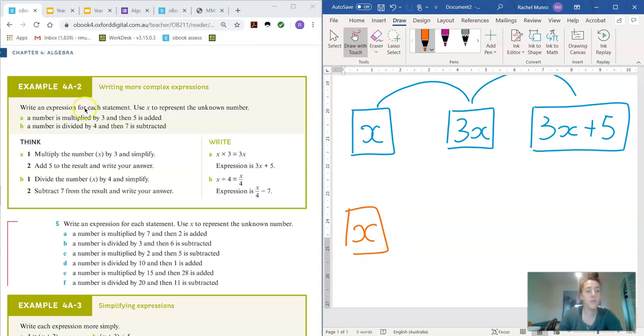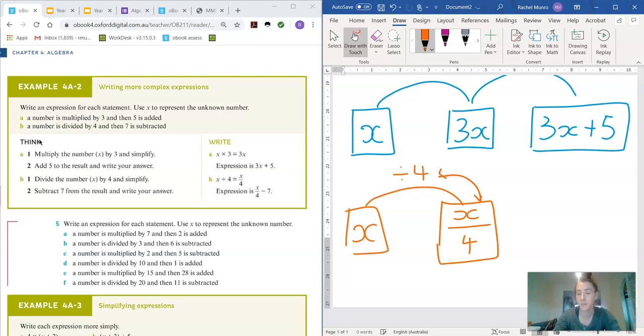Firstly, though, it's divided by 4. So little rainbow, it's divided by 4. Now remember, this one we can write, we put our vinculum in. So it's our number divided by 4. Okay, so they mean the same thing, the division sign or just adding your vinculum in. So we've got x divided by 4 now. That's our first step done, and we've got the first term in our expression there.